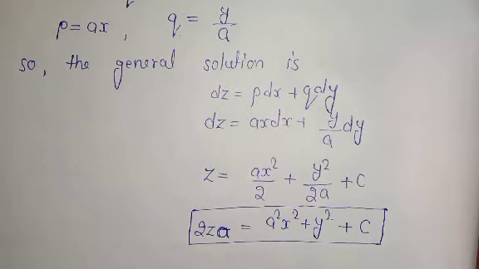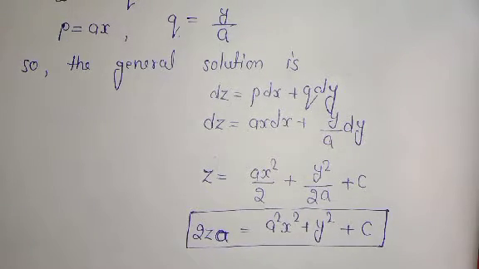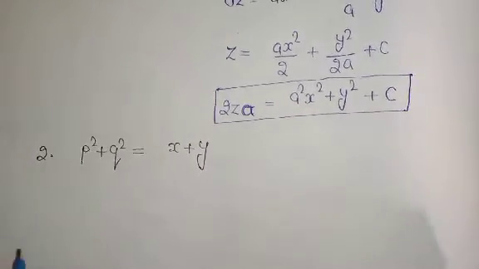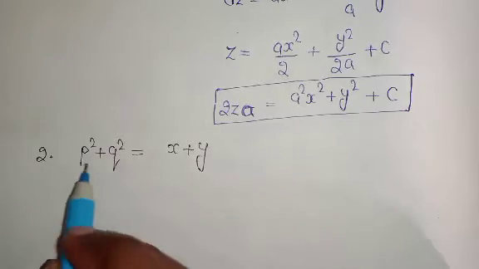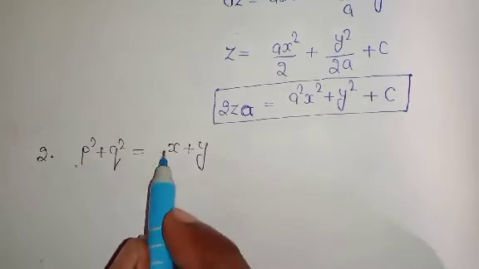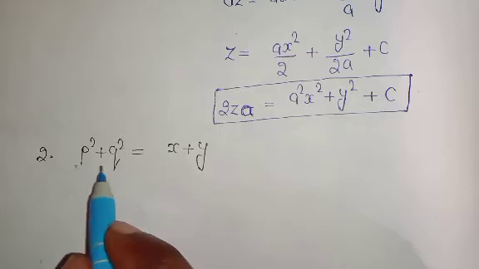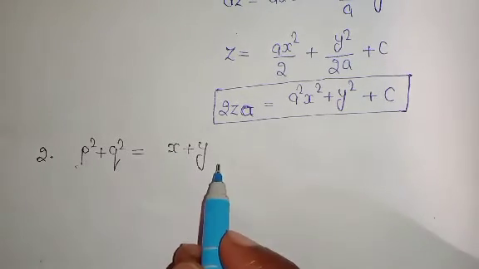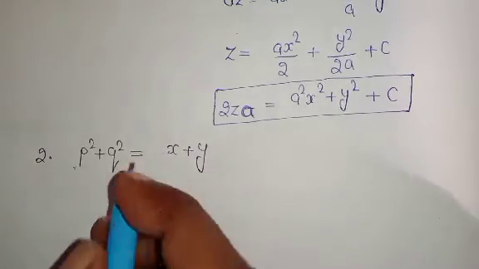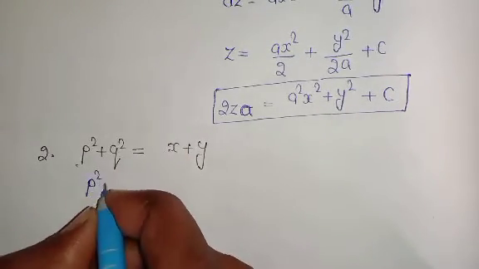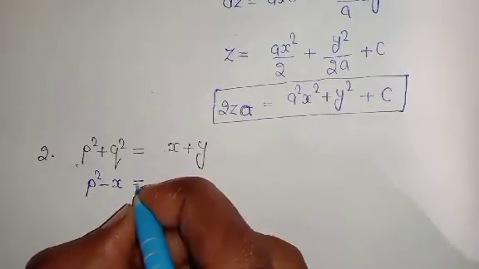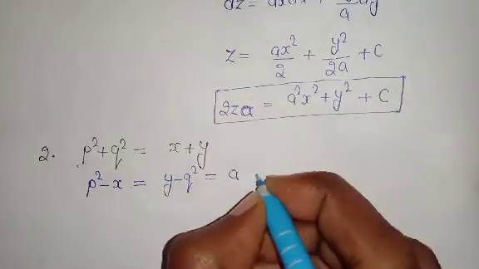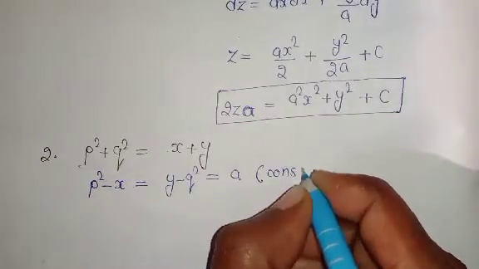Now I will take one more example for this standard form. So this is our second example for the third standard form. Again you can see this is the function of p, q, x and y only. So firstly, we take the terms of p and x at one side and q and y at the other side, and then we equate it to a constant. So we can write this equation as p square minus x is equal to y minus q square, and we equate it to some constant a. This is some constant.